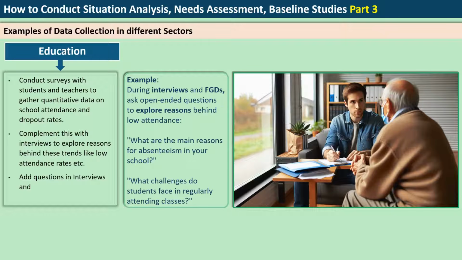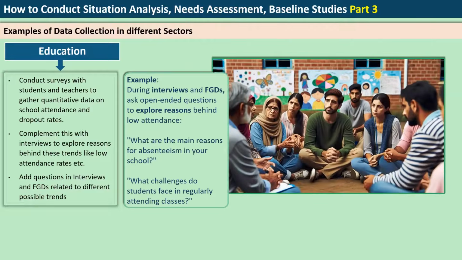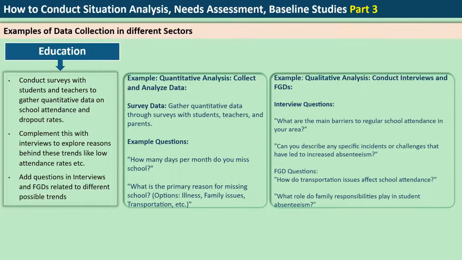For example, if we collect data on attendance and it's very low, then we use questions related to attendance and dropout rates, and qualitative tools like in-depth interviews and focus group discussions, to ask why the attendance rates in a school or in an area are very low. For that, you can collect information from teachers, students, parents, and head teachers.